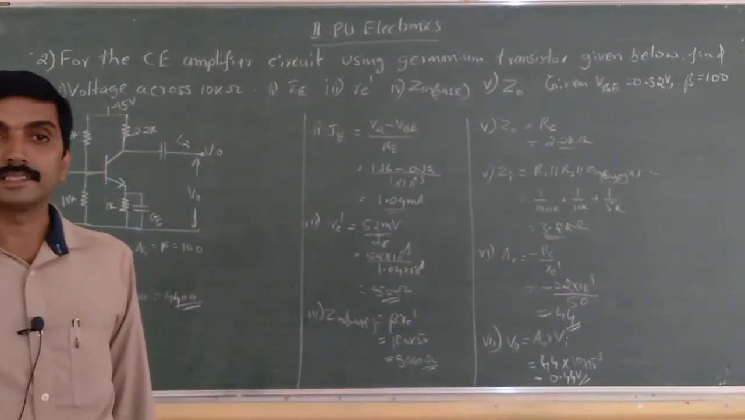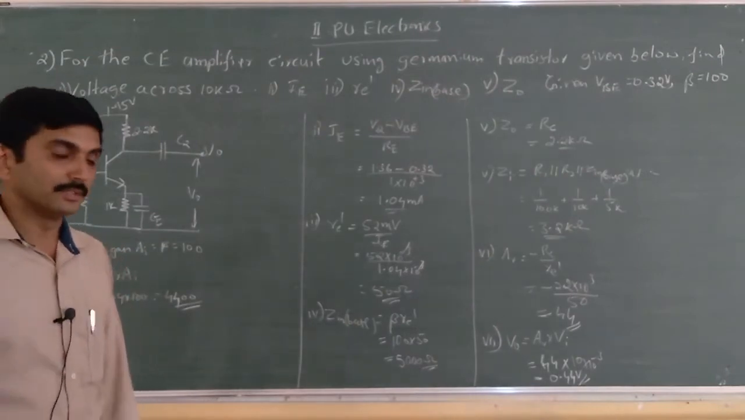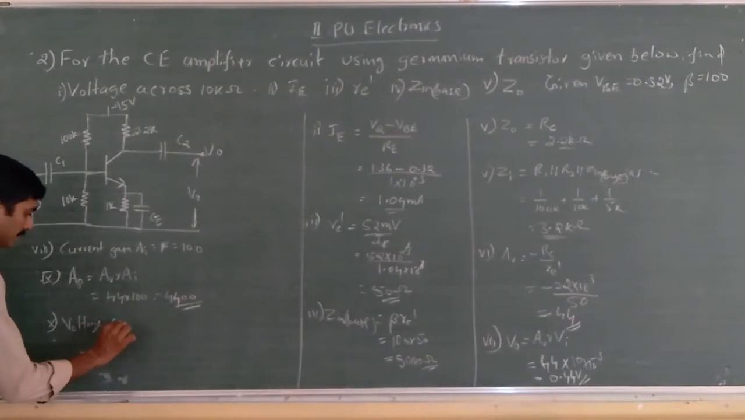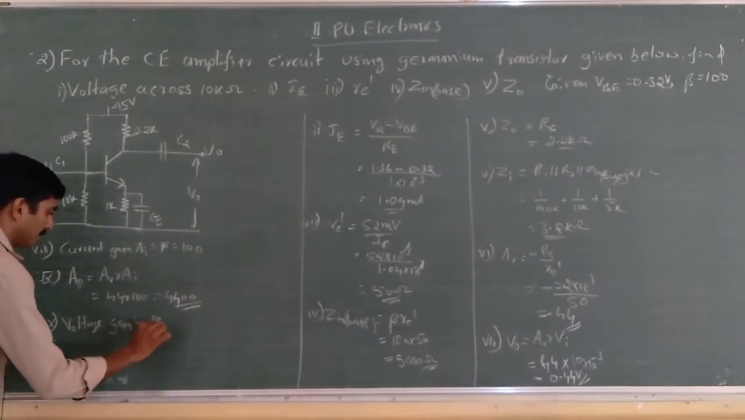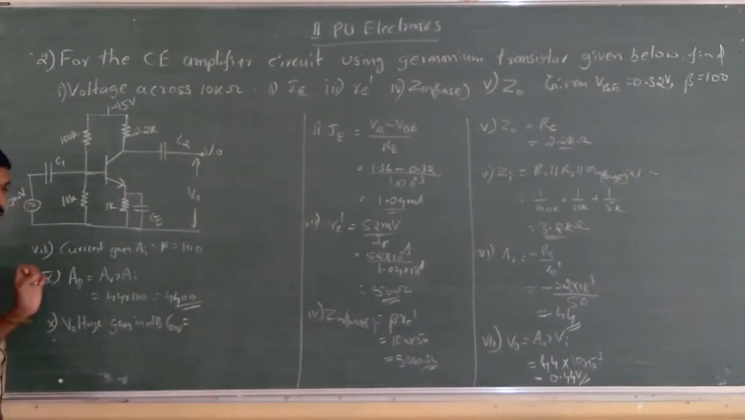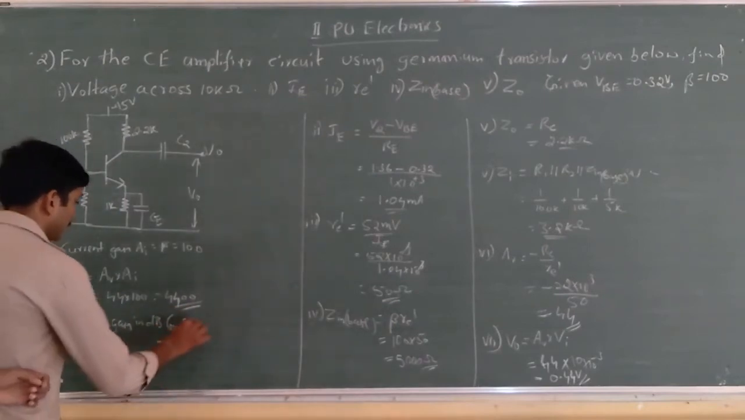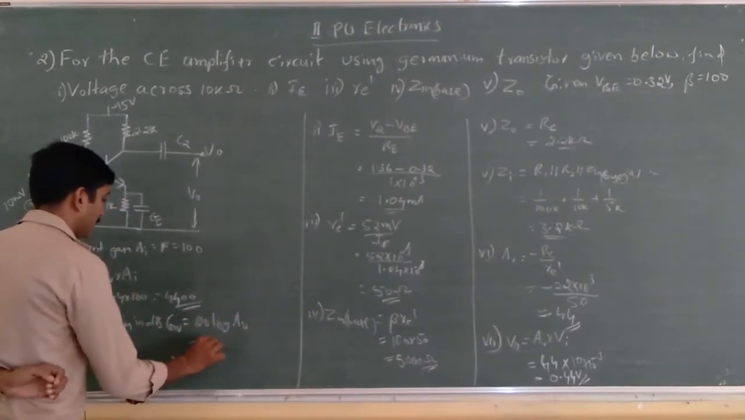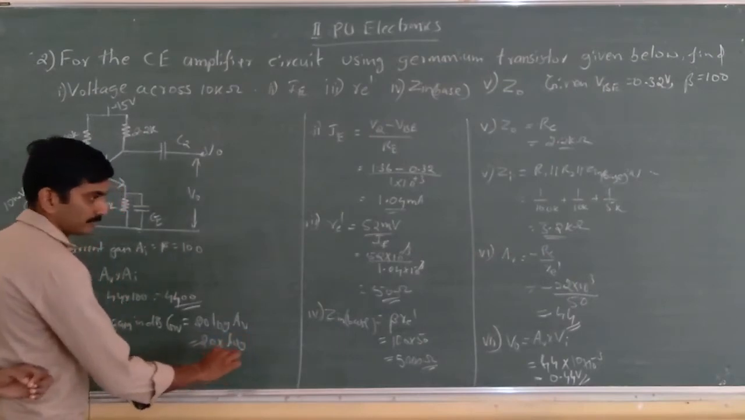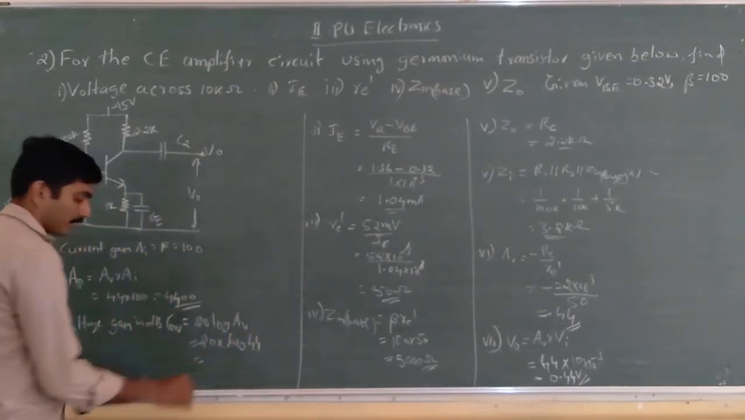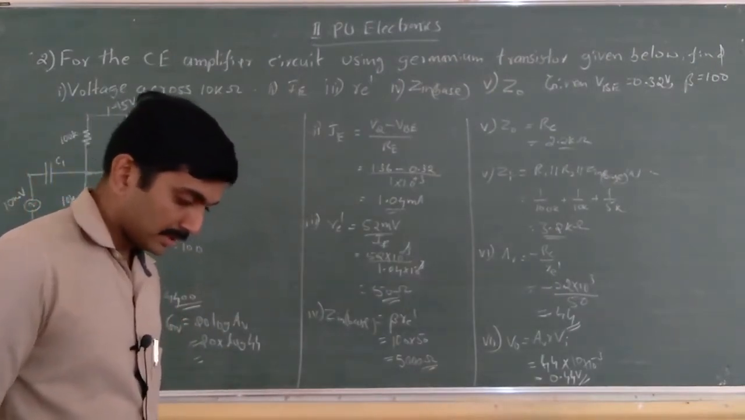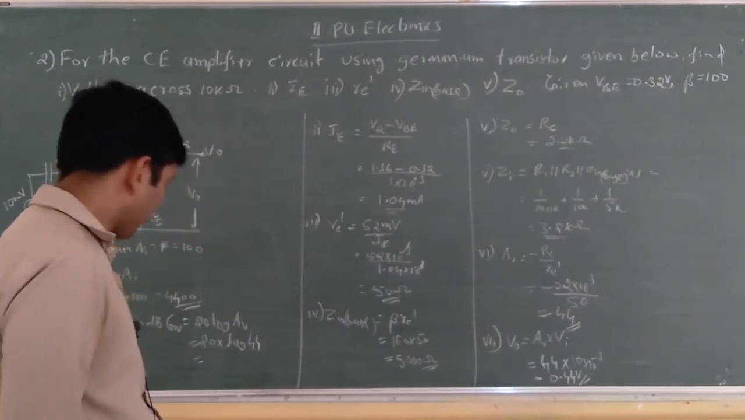Next, these gains can be expressed in decibels. So the notation for voltage gain in decibel is GV. GV is the notation for voltage gain in decibel. That is 20 log AV, 20 into log 44. Take the log table. See here, I am using a scientific calculator, but for time being I am using a scientific calculator here.